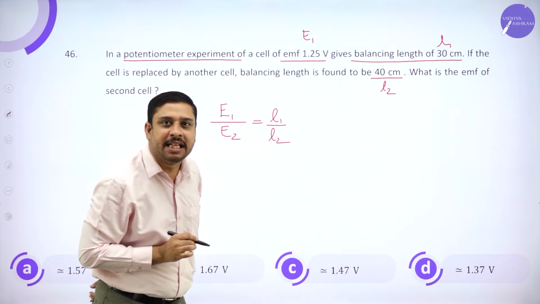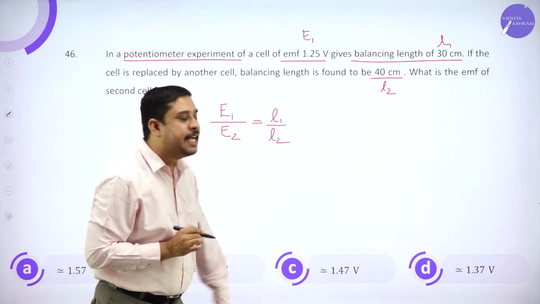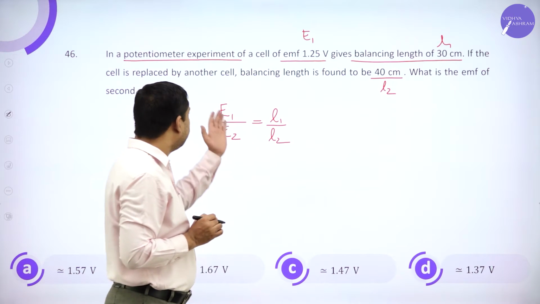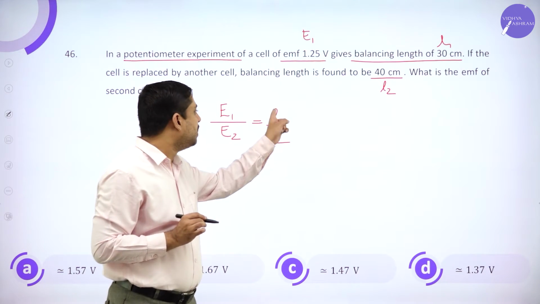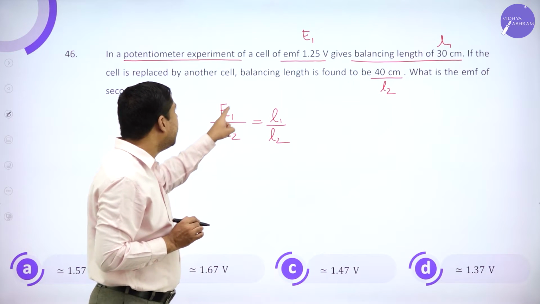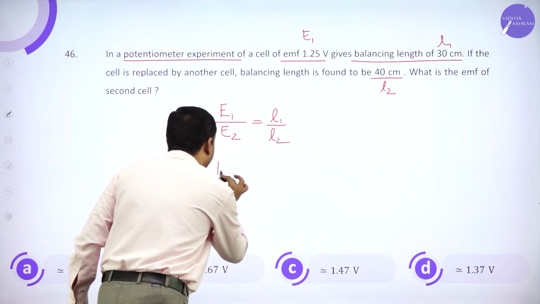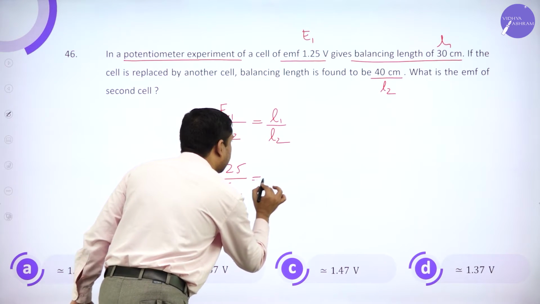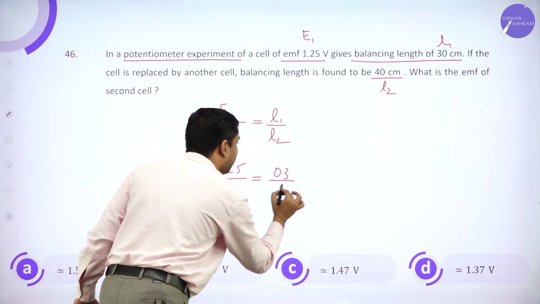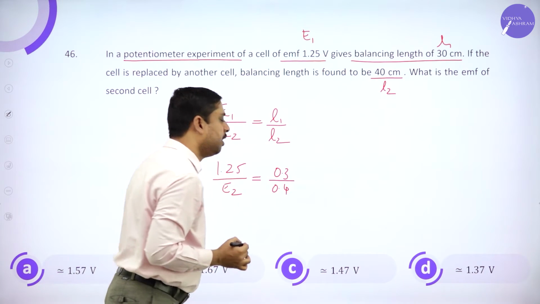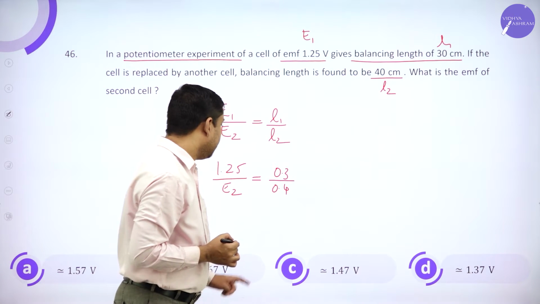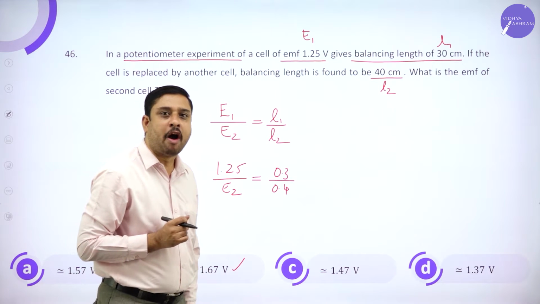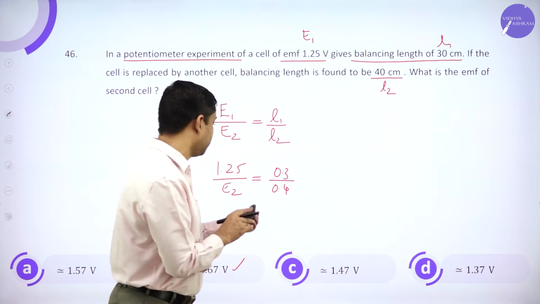The balancing length of the primary circuit gives the potential of the secondary circuit. E1 by E2 equals L1 by L2. Even ಎಷ್ಟು, 1.25 by E2 is 0.3 divided by 0.4. So on inspection, it has to be greater or equal to 1.67 volts.